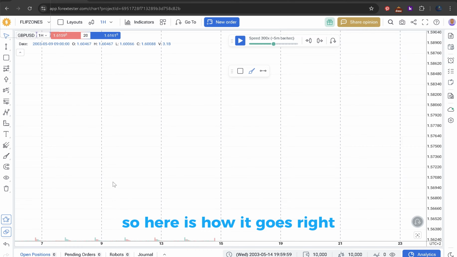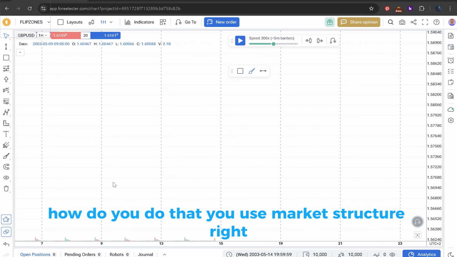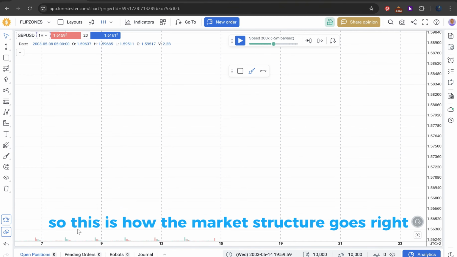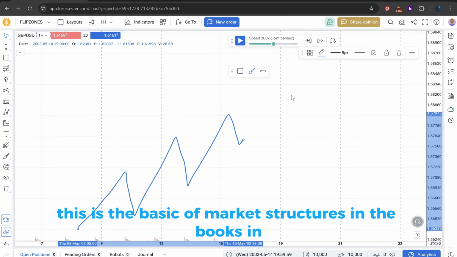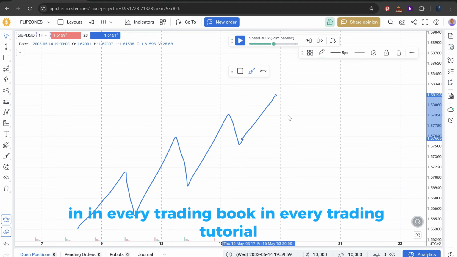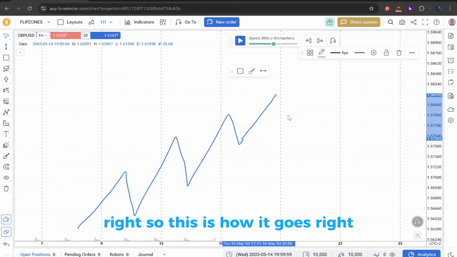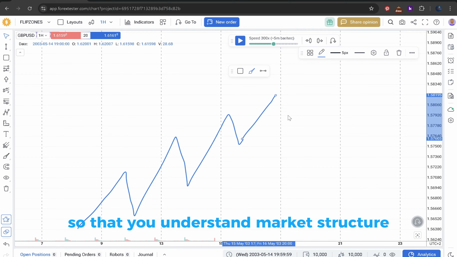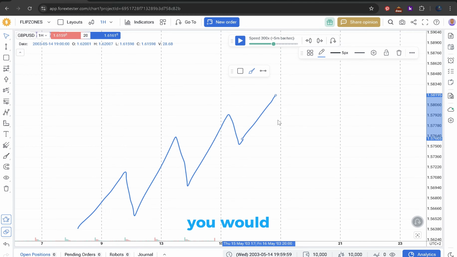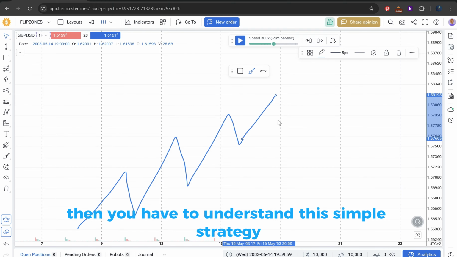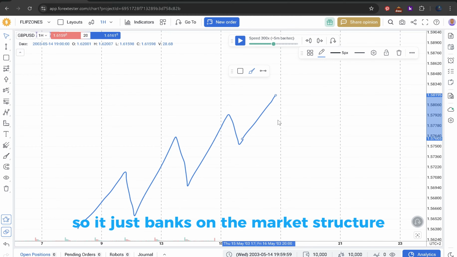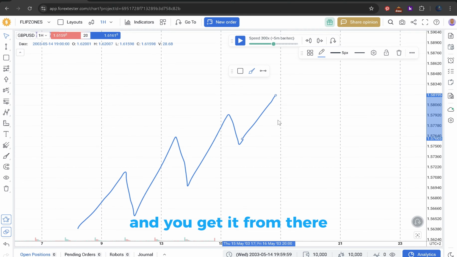You read the market. How do you do that? You use market structure. This is how market structure goes. This is the basics of market structure, in every trading book and every trading tutorial. I want to simplify it for you so that you understand it. After understanding market structure, you will then have to understand this simple strategy. It just banks on the market structure, and you get it from there.